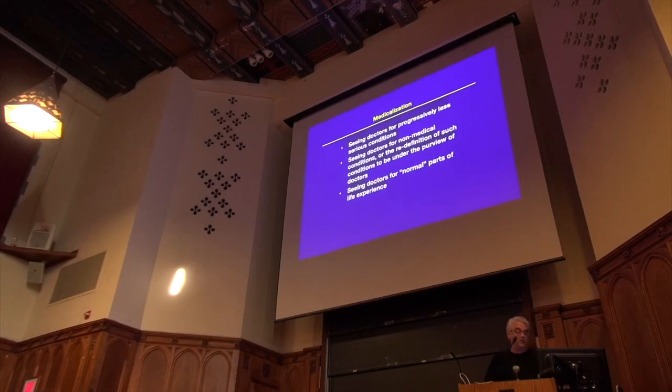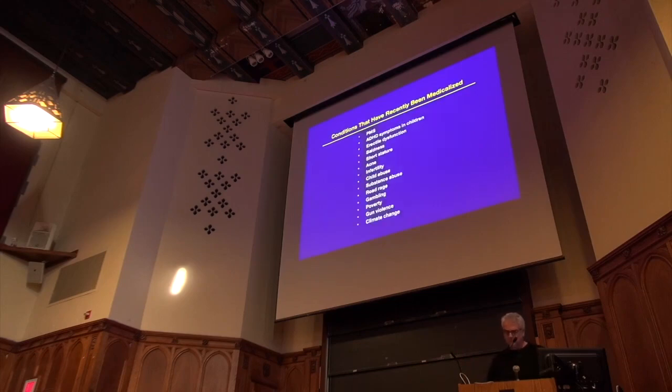Or seeing doctors for normal parts of life experience, like being fidgety in school if you're a boy, or having PMS, for example. And by some accounts, there's an epidemic of medicalization. There can be, in fact, a kind of social iatrogenesis. Iatrogenesis means doctor-caused injury. A kind of social iatrogenesis that we'll return to next week. And here's a list, in fact, of some conditions that have recently been medicalized.